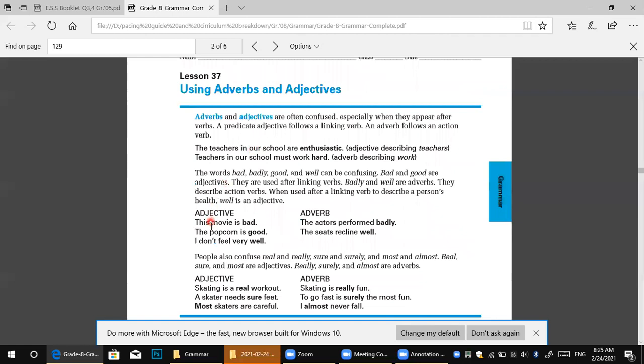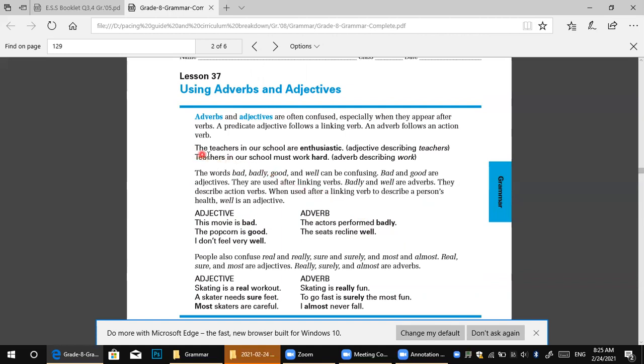For example, this movie is bad. Here, bad describes what? It describes the movie. So bad here is an adjective, because it describes the noun. But here, the actors performed badly. Badly here: the actors were badly? No, they performed badly. So badly is an adverb because it describes a verb.